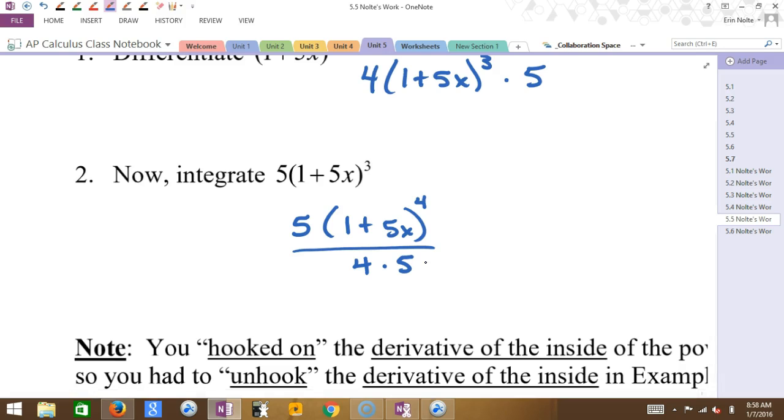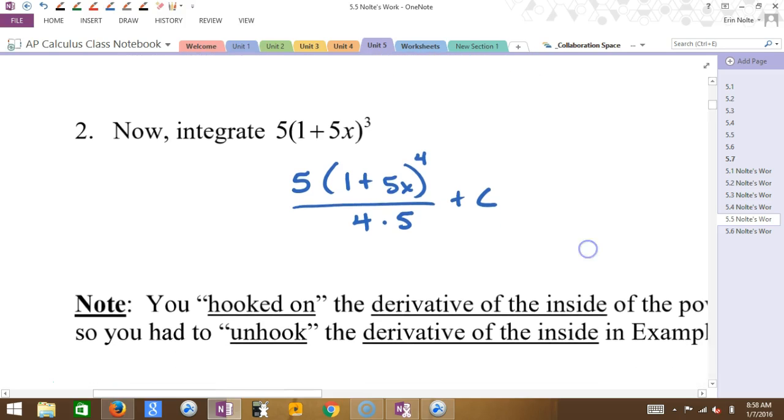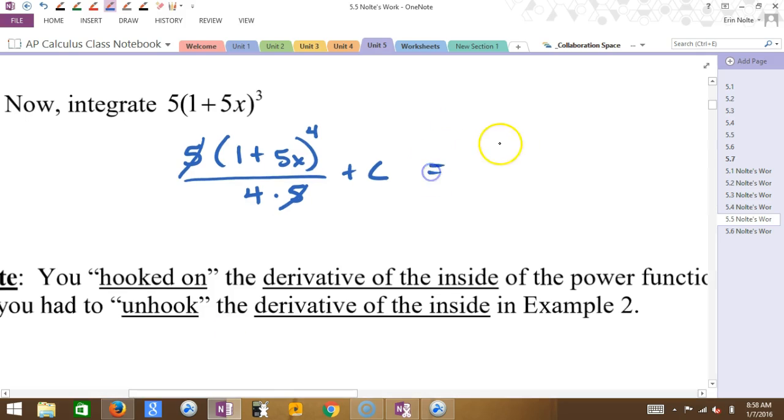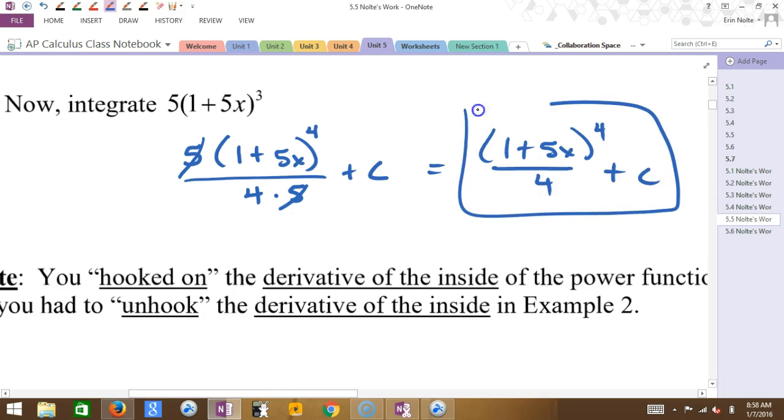Okay, so at this point, I should technically say plus c. Now, if I simplify this, what cancels out? The 5's. So my integral is 1 plus 5x to the 4th over 4 plus c. And we could, if we wanted to, undo it and derive it and see if we did that correctly. Do you want to do that? Feel good about it? Feel confident?